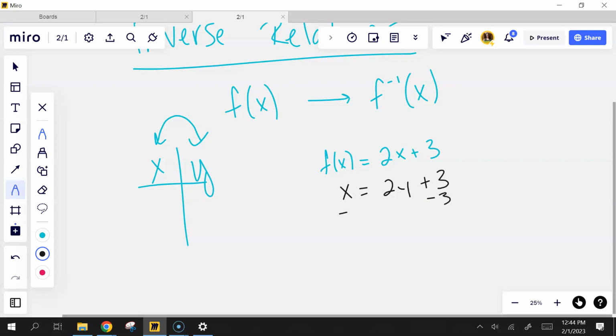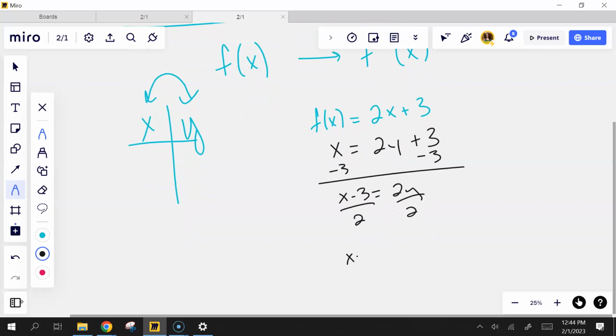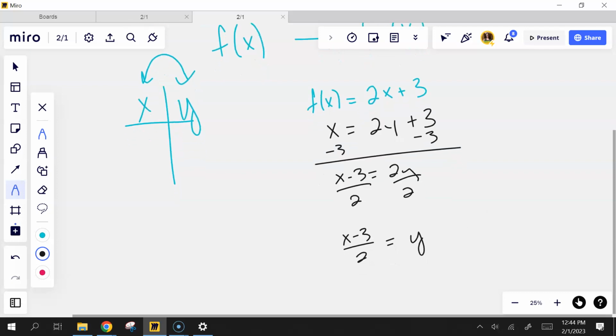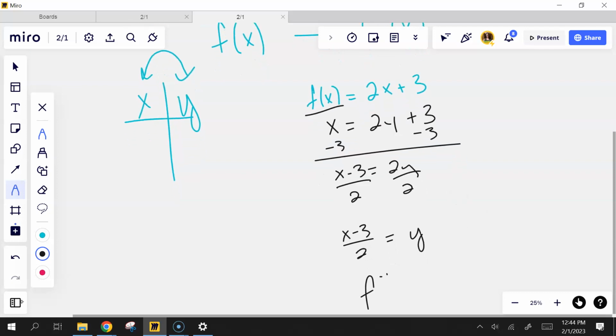Move the 3. And then divide by 2. Because it's getting y by itself. So now x minus 3 over 2 equals y. And y is the inverse of f of x. So f inverse of x equals x minus 3 over 2. Okay. Y'all remember doing that?